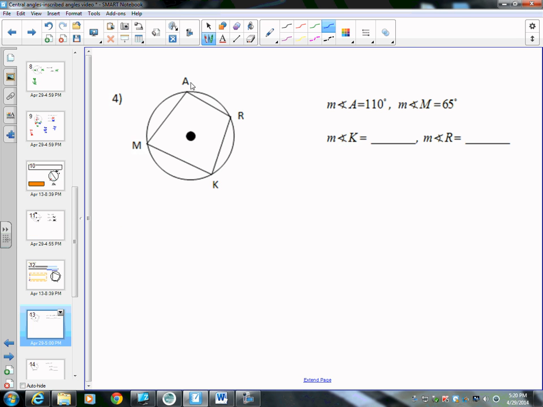Okay, so let's look at an example. This is number 4 in the homework. It says that the measure of angle A is 110. The measure of angle M is 65. I want to find the measure of angle K and the measure of angle R. Well, again, this is a quadrilateral inscribed inside the circle. That means opposite angles are supplementary. So the measure of angle A plus the measure of angle K has to equal 180. These two across from each other have to equal 180. So how would I find this? Well, the easiest way to do it is, if I know they both add up to 180, just say 180 minus whatever angle I know.